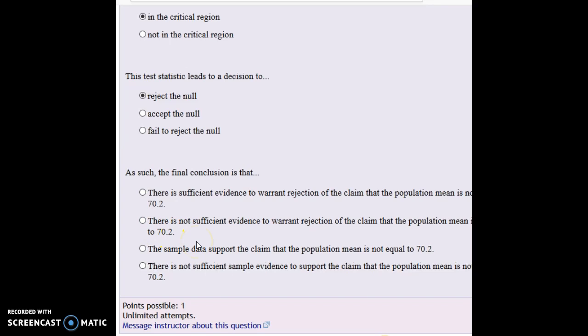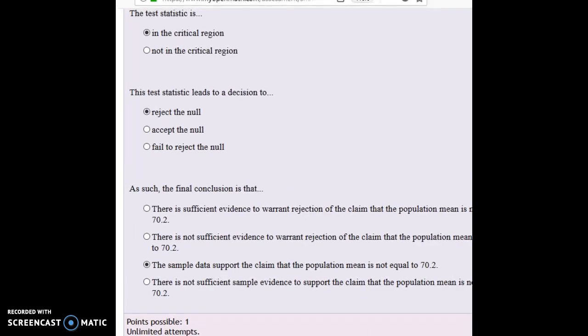There is not sufficient evidence to warrant rejection of the claim that the population mean is not equal to 70.2. Well, that's true, but let's see if there's a little better answer than that, because we really want to say we've proved our alternate. The sample data support the claim that the population mean is not equal to 70.2. There it is. That's the one we want. Our data supports the claim that our alternate, not equal to 70.2, is true. So we are going to grab this one. Now, just to be sure, let's read the last one. There's not sufficient sample evidence to support the claim that the population mean is not equal to 70.2. No, that's the opposite of what we want.